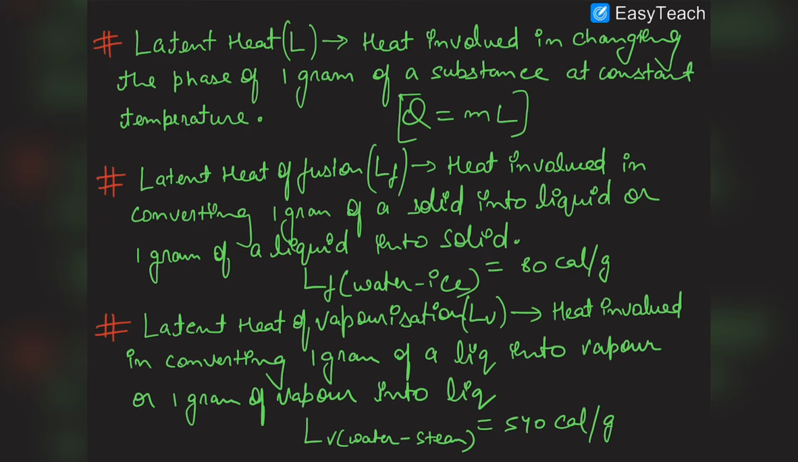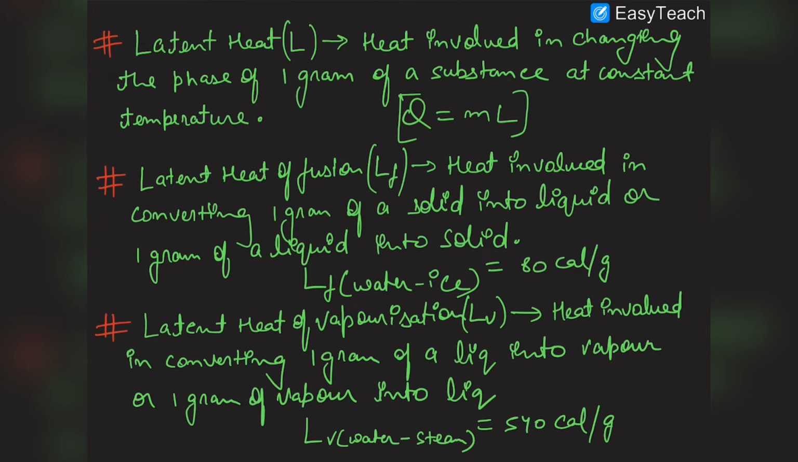Now it is also said that it is more dangerous to get burned by 100 degree Celsius steam as compared to 100 degree Celsius water. When you are burned by 100 degrees Celsius water, let's suppose our skin temperature is 80 degrees Celsius, so the final temperature of the water would become 80, and the heat given by the water would be m s delta T, where delta T would be 20.